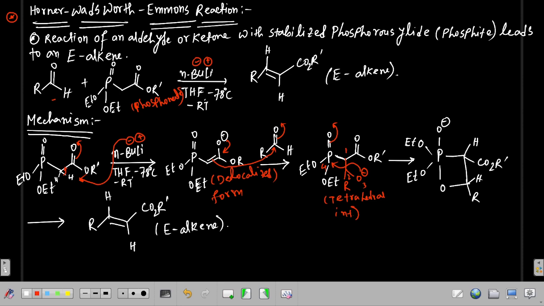Next step, this is a very unstable intermediate, so this bond will cleave, and this bond will cleave like this, and it will form an E-alkene.